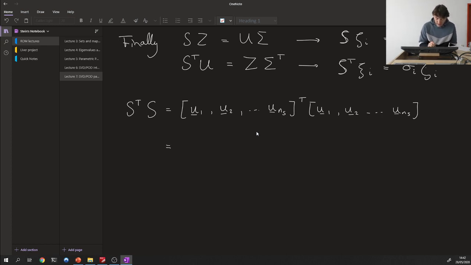So if you work that out, then you find that the first component of S transpose S is going to be the first row vector, which is U_1 because we're transposing this, multiplied by the first column vector, which is again U_1. And so the first component in this matrix is going to be U_1 transpose U_1. And we can carry this multiplication out for each of these components, and then we would find that you have a structure that looks like this.